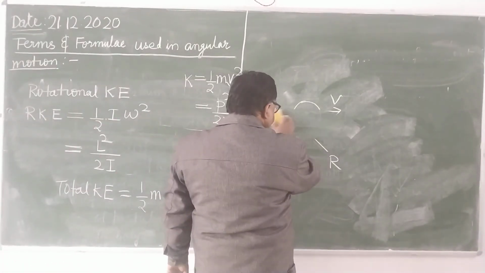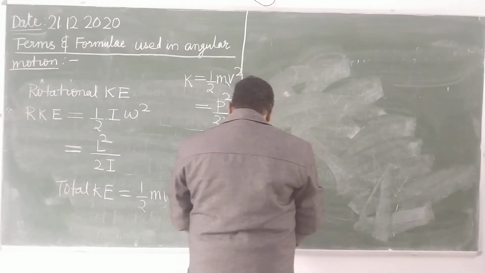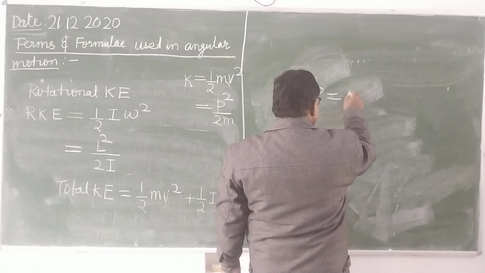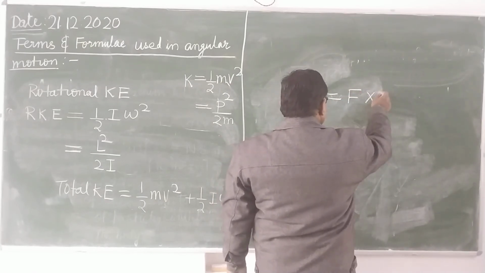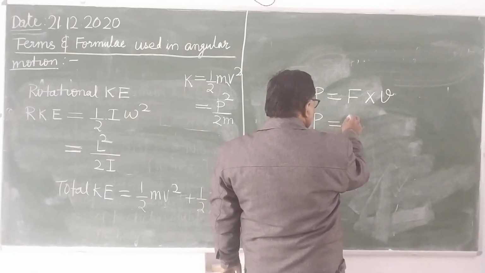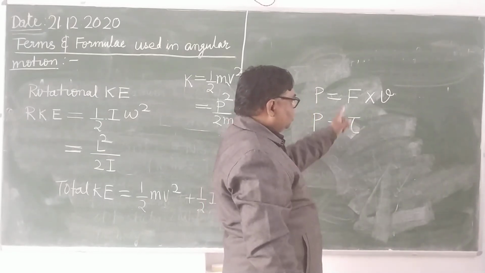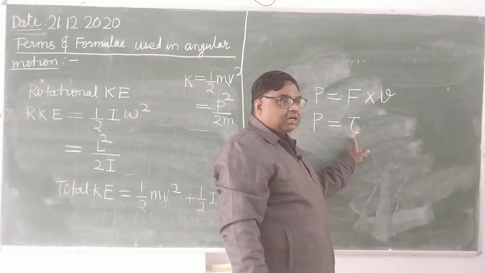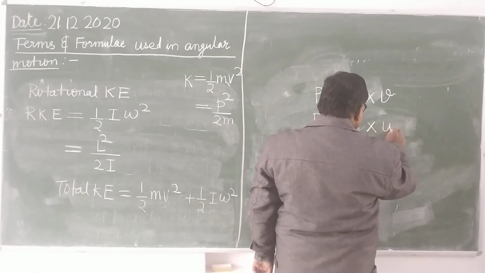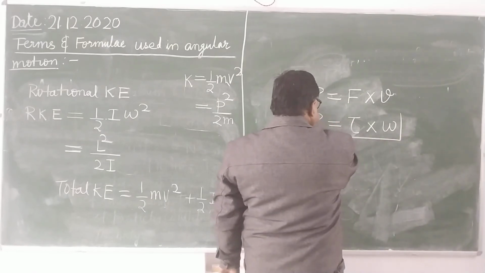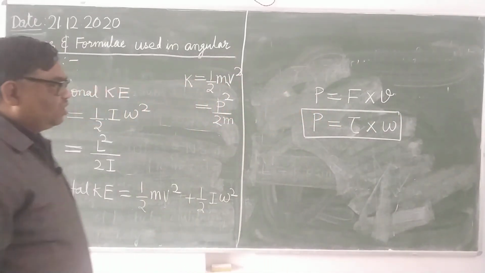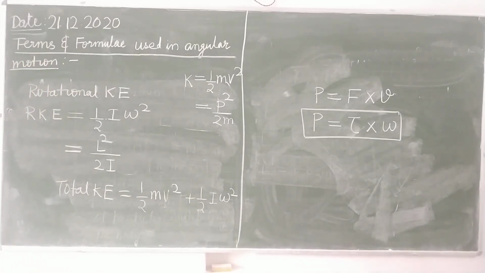As you know that power equals force into velocity. Power equals force into velocity. Here we write it as power equals tau. In place of force, there is the moment of force, which we represent by tau, into omega. P equals tau into omega. It is clear? This is the formula of power.